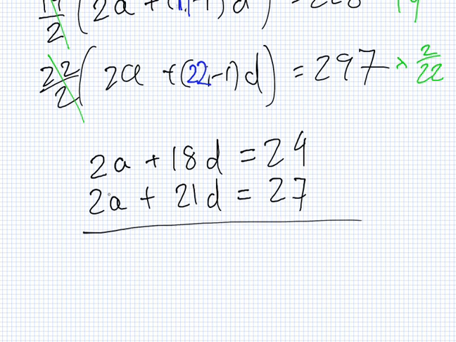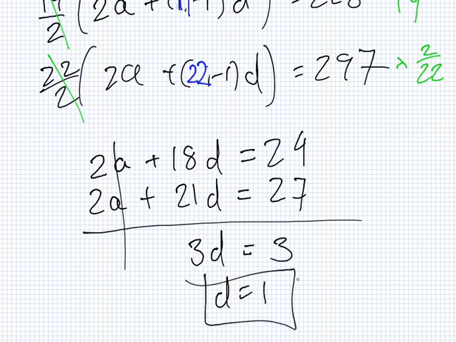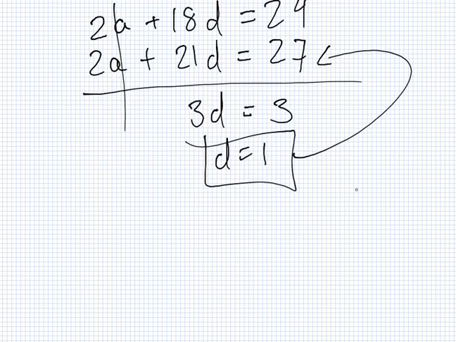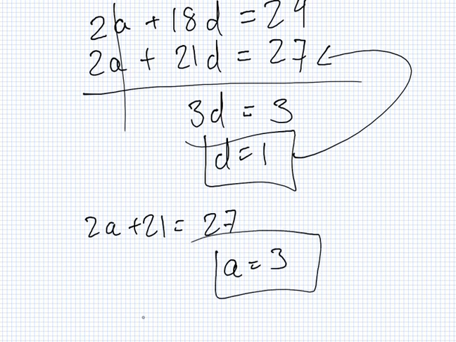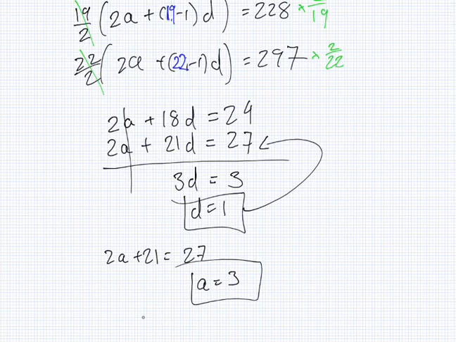Elimination away. Cancel. 3d equals 3, so d equals 1. Put that back in here. And I get 2a plus 21 equals 27, so a equals 3. So I have my a and d.